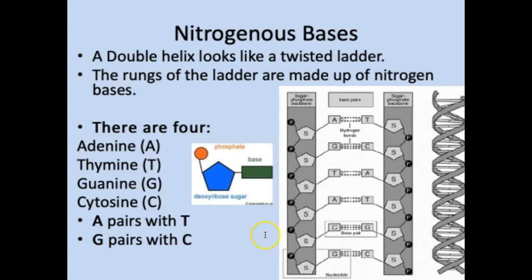A double helix does look like a twisted ladder, and the rungs of the ladder are made up of nitrogen bases. There are the 4 bases, and I would make sure that I have this written down. They are adenine, thymine, guanine, and cytosine. And always A pairs with T and G pairs with C.